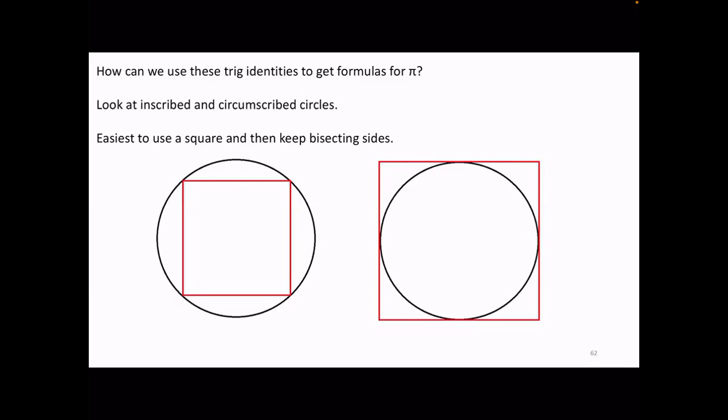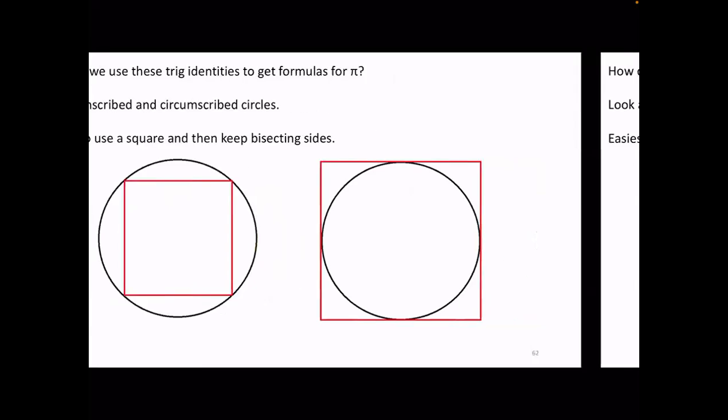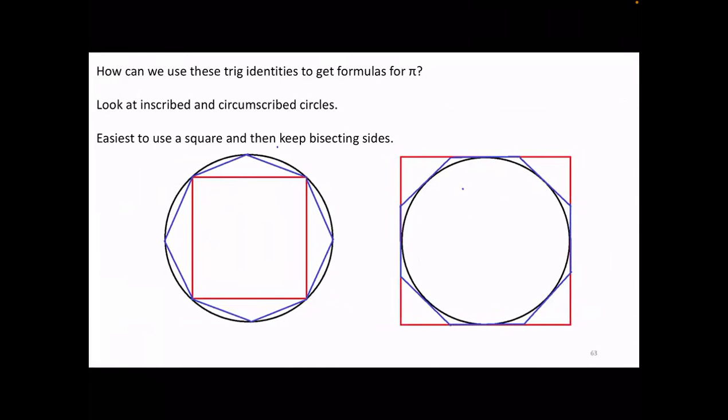So one way to try to estimate the formula is, let's consider a circle of unit radius, radius 1. And what we can do is take a square and inscribe it inside the circle and circumscribe it outside. And then the area of the circle should be somewhere between those two. And then what we can do is keep bisecting the sides. If we bisect all the sides of the square, we get an octagon. And we can look at the inscribed and circumscribed octagons.